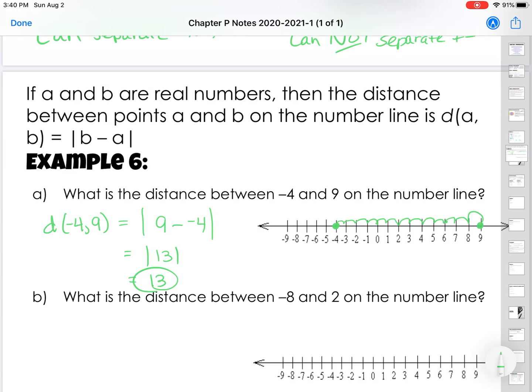But if the numbers are larger, counting just would not be practical. Again, we're going from -8 to +2. We're going to do the same thing. So the distance, D, from -8 to 2 is going to be the absolute value of 2 minus -8, which is going to be the absolute value of 10, which is 10. And surely if we count, that's 1, 2, 3, 4, 5, 6, 7, 8, 9, 10.